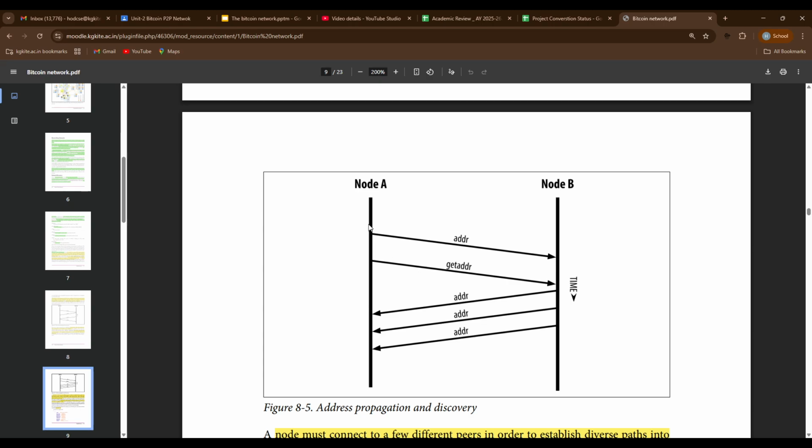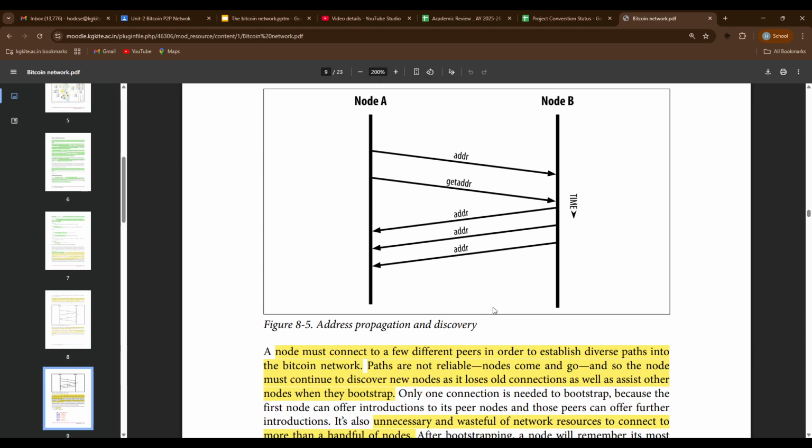Now, what is the best thing? Node A has learned 1, that is node B, and then 2, 3, 4. So now it has the IP addresses of 4 machines. So it will start doing the process with the other 3 machines, the newly found ones, and this is how it gets populated.